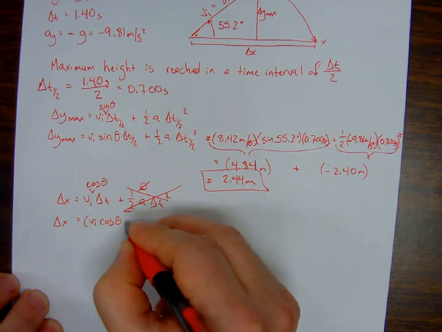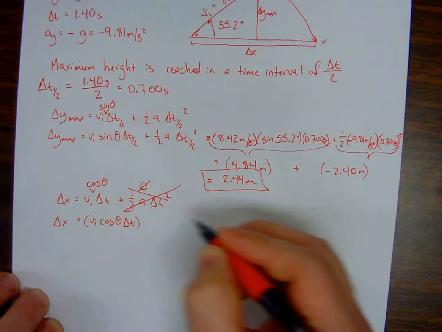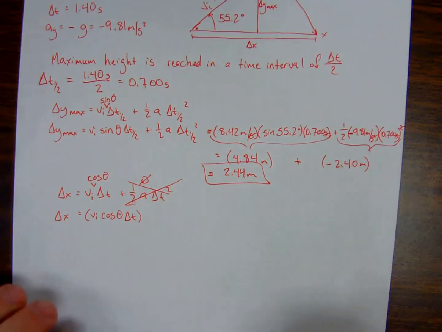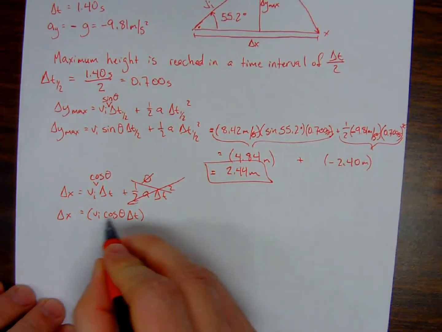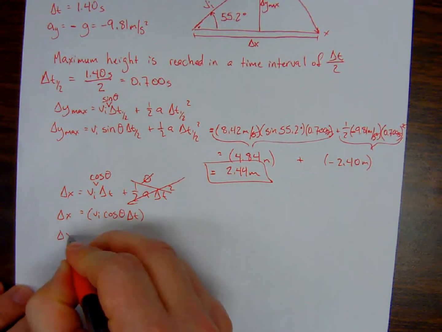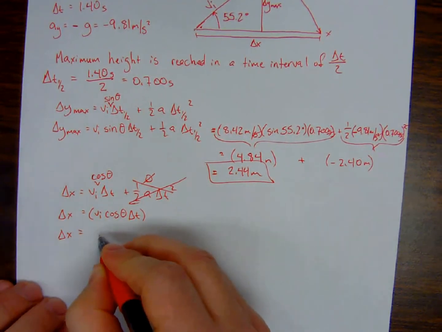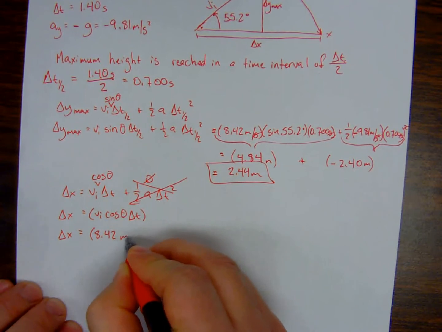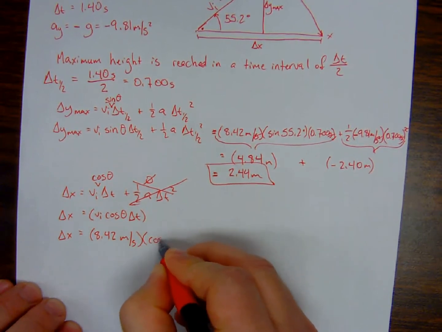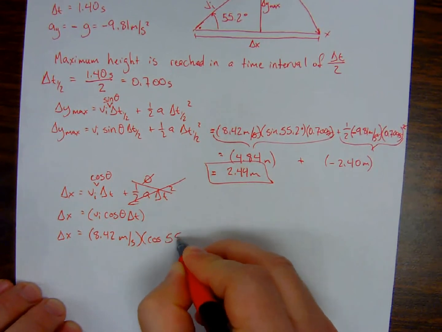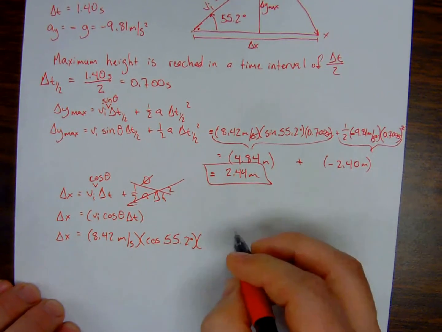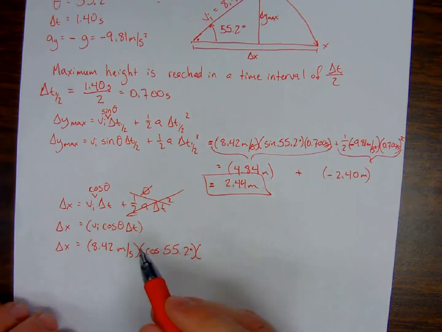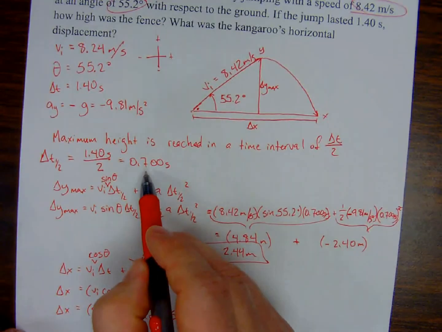8.42 meters per second multiplied by the cosine of, what's my angle? 55.2 degrees. And then I'm going to use the full time here, not half time, because I'm looking for the entirety of the x displacement. So I'm not going to use this 0.700 seconds. I'm going to use the 1.40 seconds that the question actually tells me is the entire jump. And in the calculator, I should be using 3 significant figures. So given what my calculator is telling me, 3, yeah.